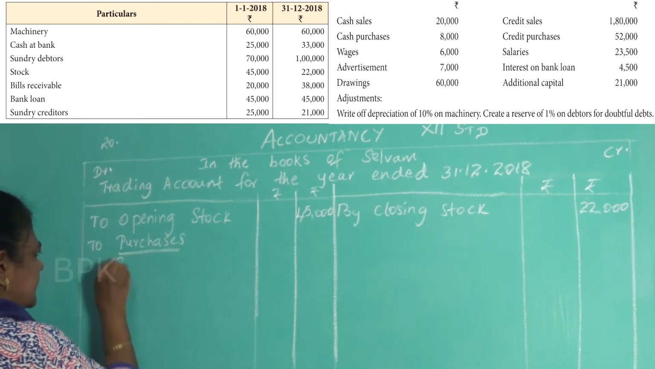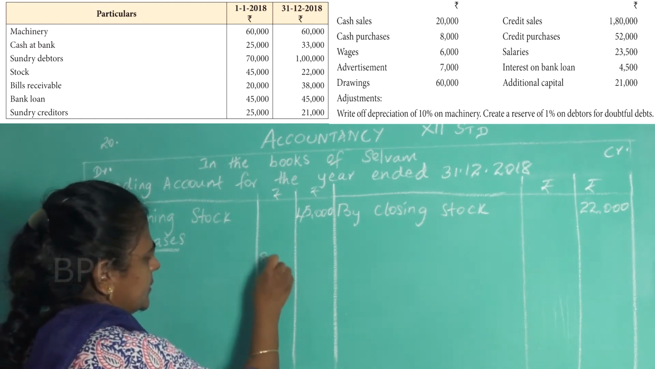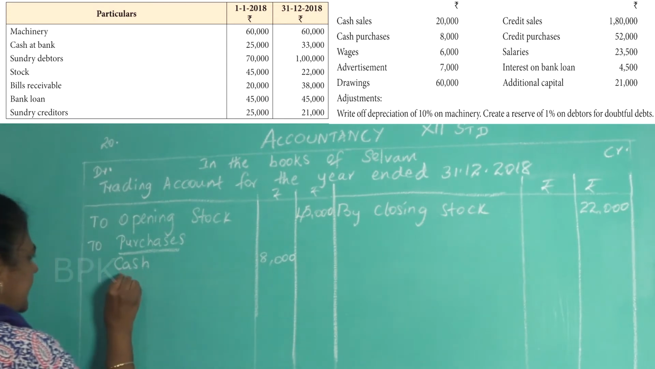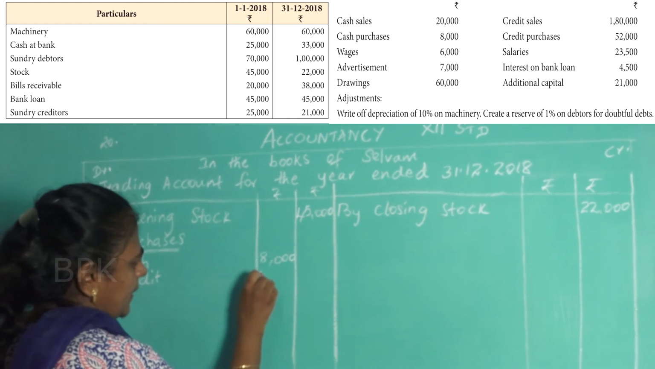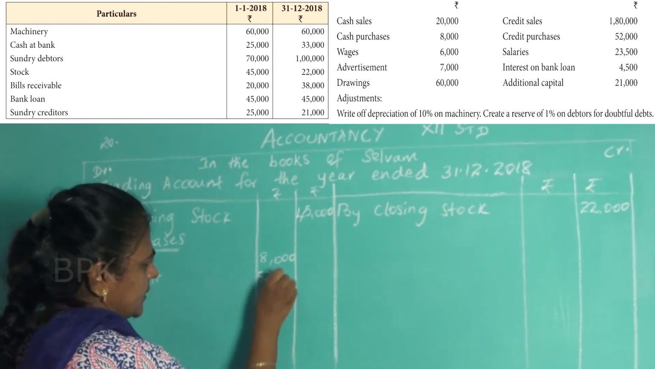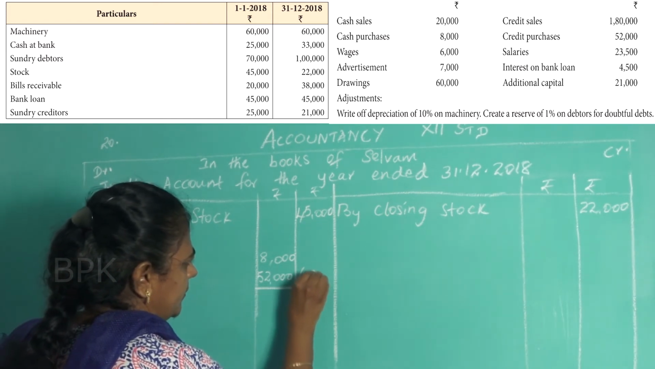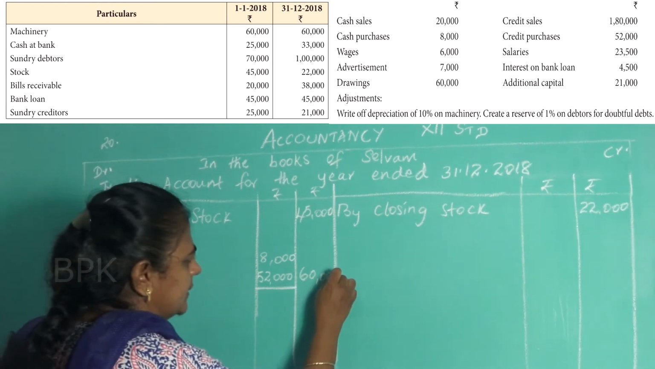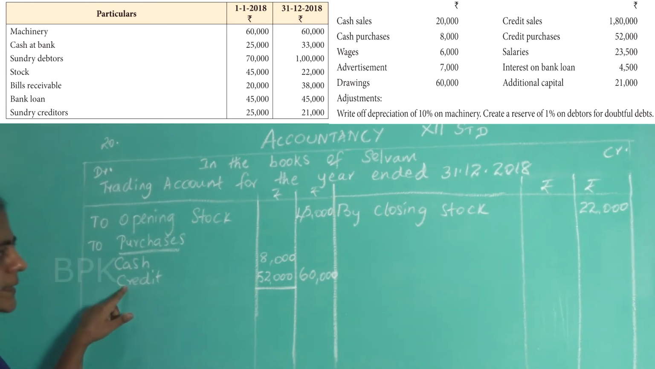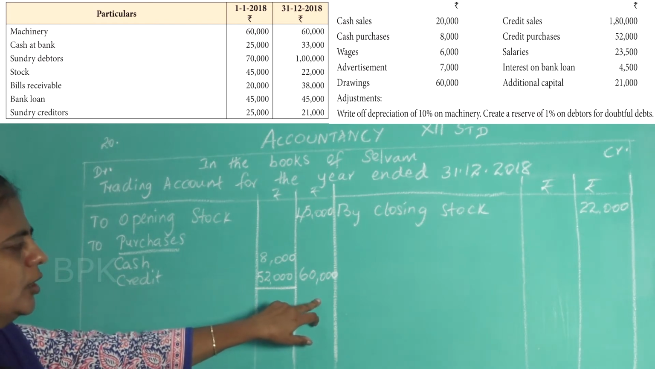Under purchases, take cash purchases 8,000, then credit purchases 52,000. Add these two and put it in the outer column. In this question, no returns are given; purchase returns is not given. If purchase returns is given, then deduct, subtract that and then write it in the outer column.